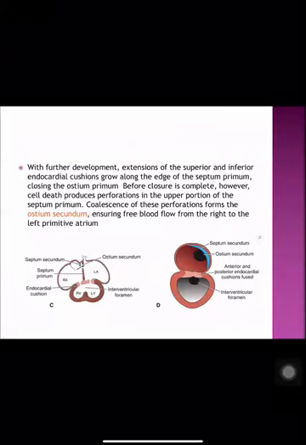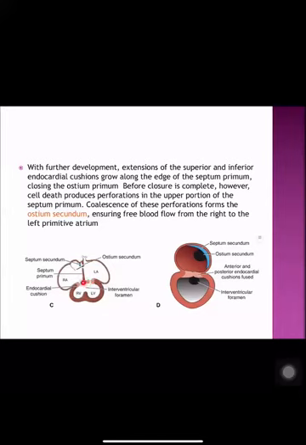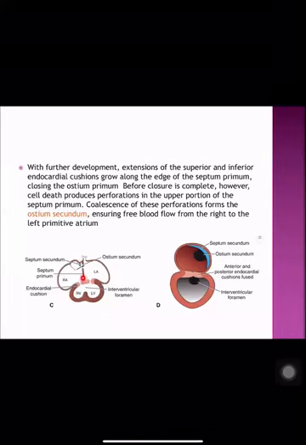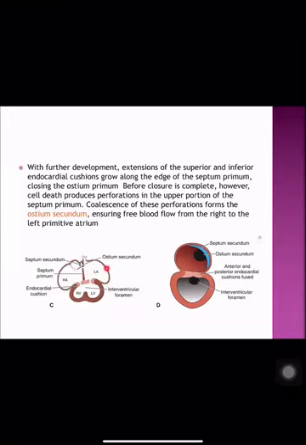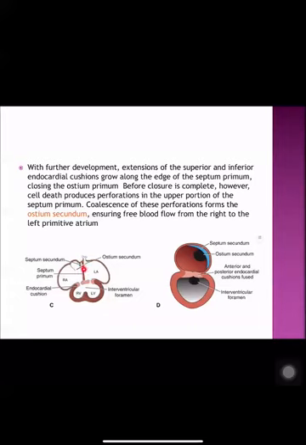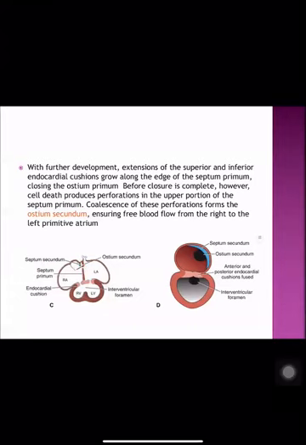Now, with the extension of the tissue from the endocardial cushions, this will cause the closure of the ostium primum. But at the same time, we will have another event, which is the cell death in the septum primum that will cause the formation of the ostium secundum. So by this, we will have closure of one opening and formation of the other. But notice that the ostium secundum is an opening in the septum primum, not in the septum secundum.